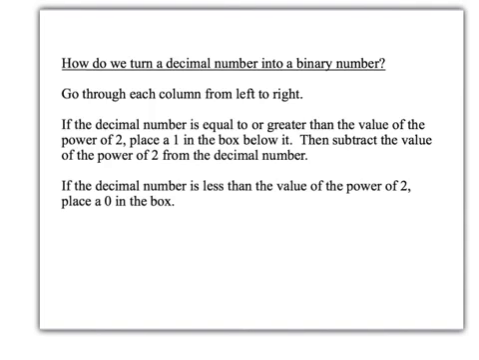We're going to go through each column from left to right. If the decimal number is equal to or greater than the value of the power of 2, we're going to place a 1 in the box below it. Then subtract the value of the power of 2 from that decimal number. If the decimal number is less than the value of the power of 2, we place a 0 in the box and we do nothing else. This will make a lot more sense once we go through the example.